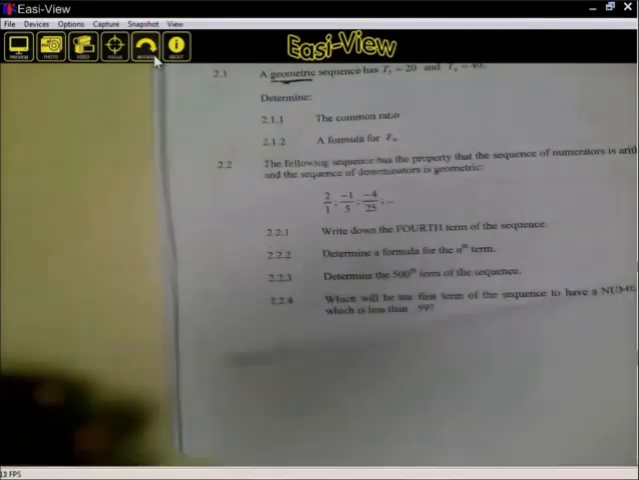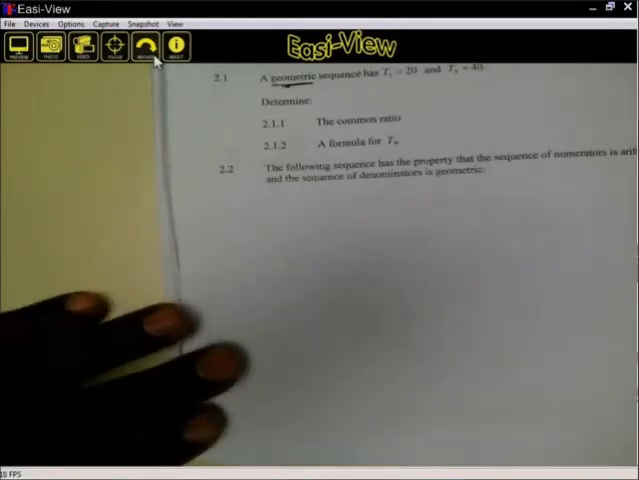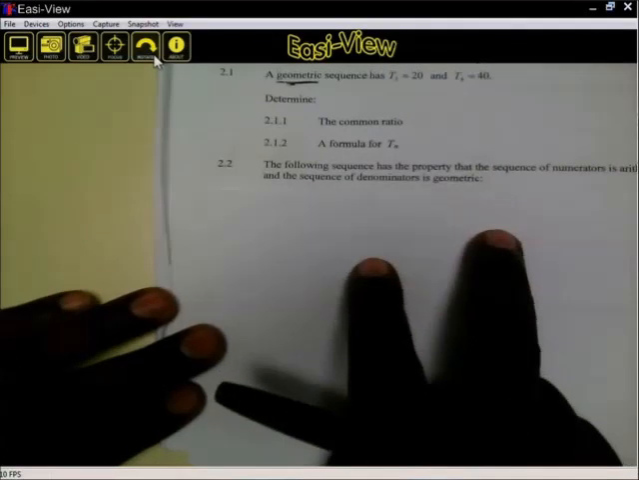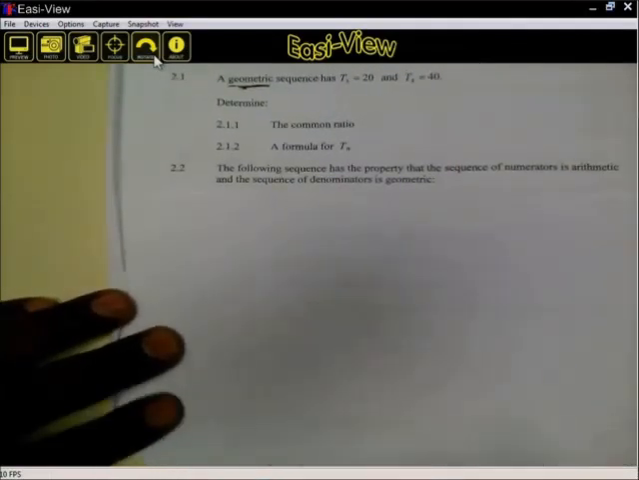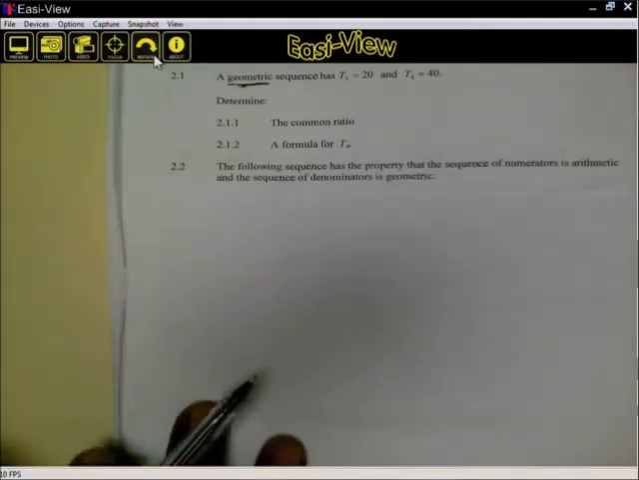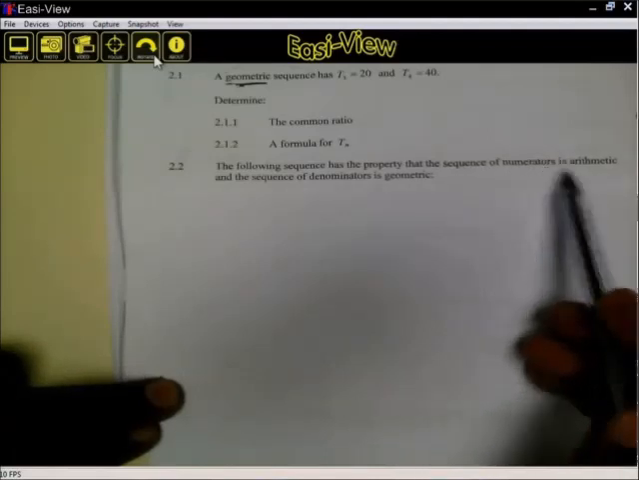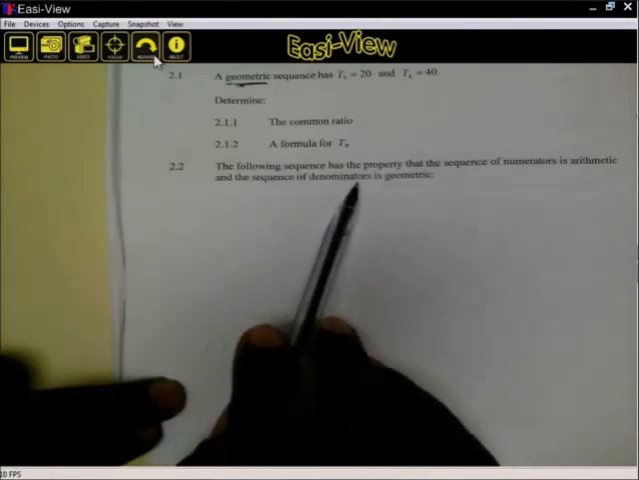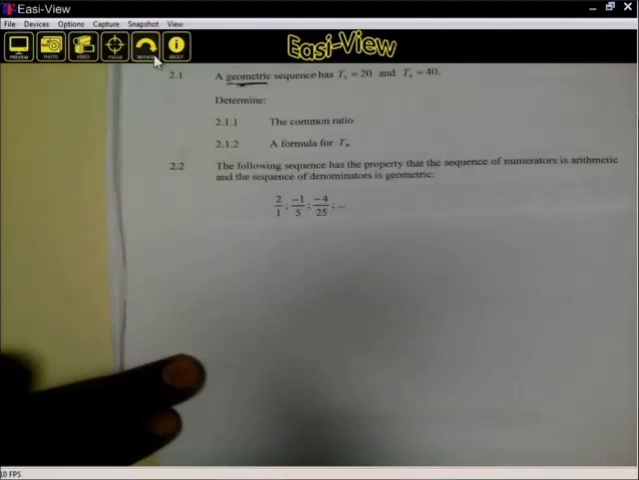Now let's move on to the next question. I like these combinations. The next question: the following sequence has the property that the sequence of numerators is arithmetic and the sequence of denominators is geometric. Now let me write down the sequence.